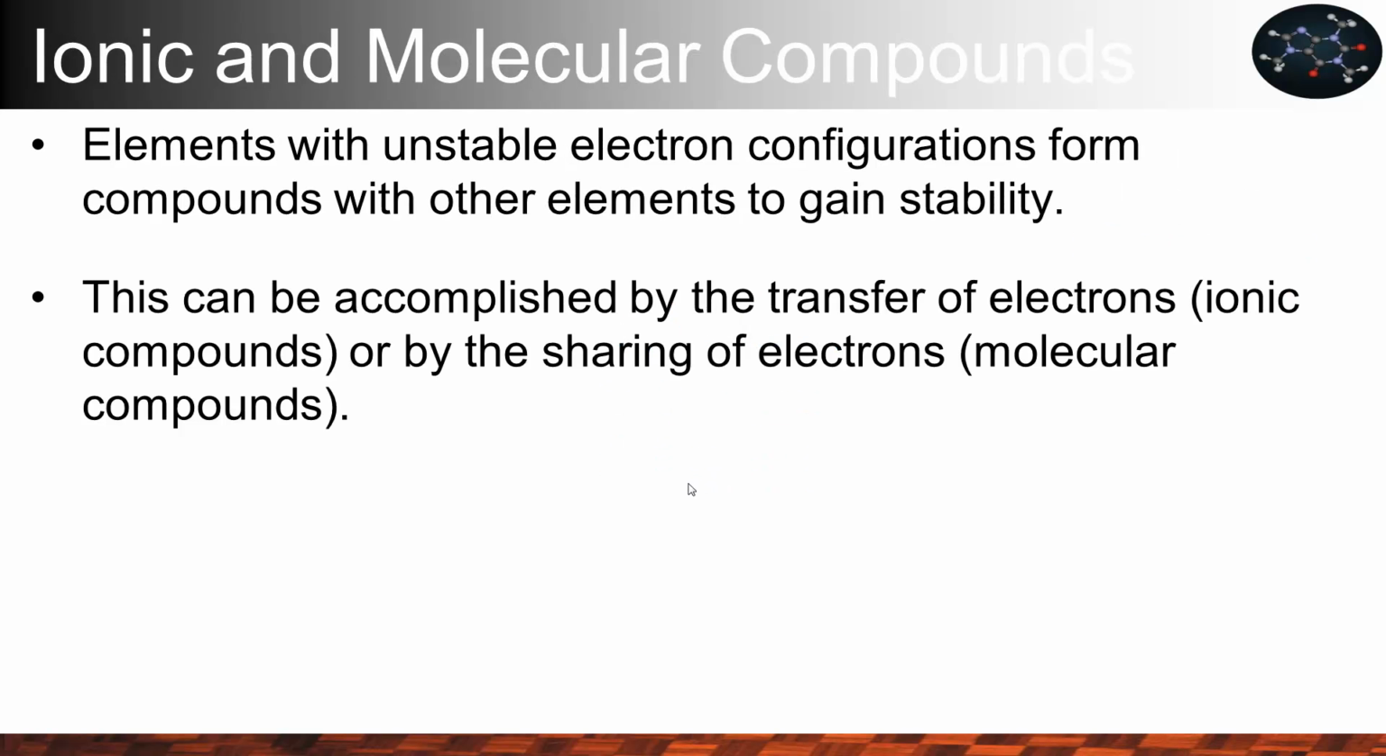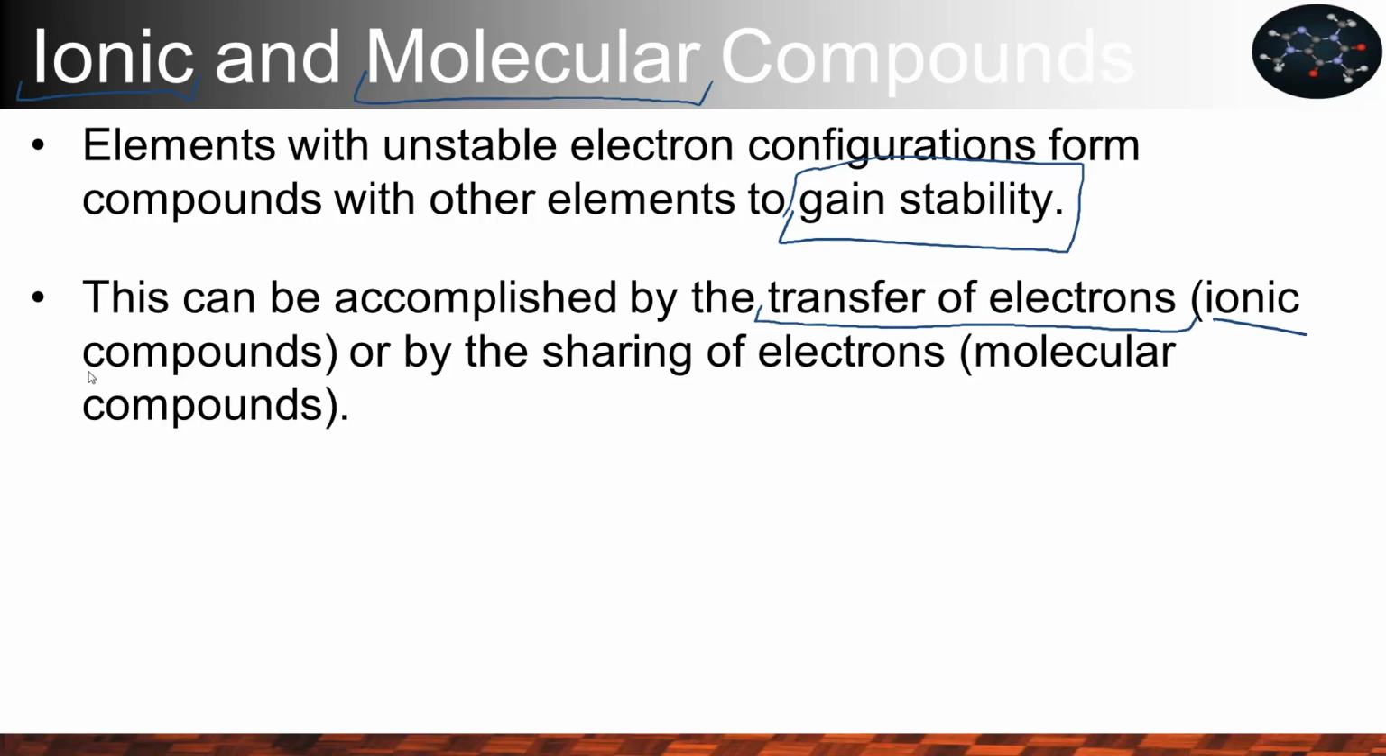So we have 2 basic kinds of compounds that we're going to talk about in this class. There are ionic compounds and molecular compounds. Elements have unstable electron configurations unless they're noble gases. The noble gases already have that full octet, that 8 electrons in the outermost shell, the valence orbital, so they're already stable. Everything else, they're going to have to do something to try to gain stability, either by sharing, or transferring electrons, giving up and taking in those electrons.